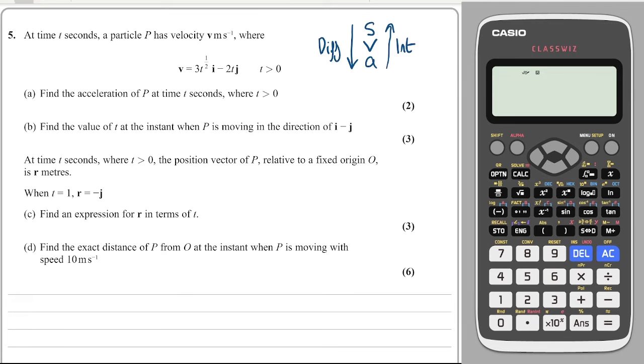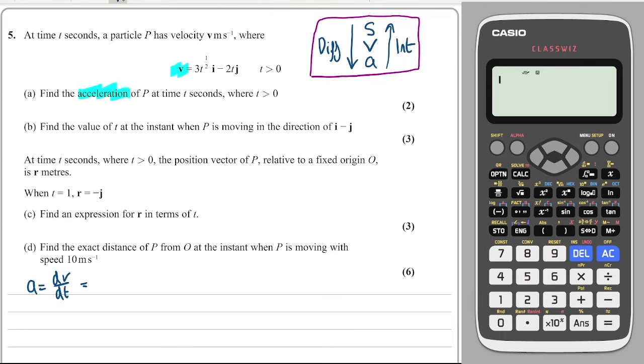Okay, so this is a variable acceleration question. So you need to know that in order to move between the formulas for displacement, velocity and acceleration, you can differentiate down or you can integrate up. So at the moment I have velocity and I've been asked to work out acceleration, so I'm going to differentiate down. So if I wanted to work out the acceleration, that's the derivative of the velocity with respect to time.